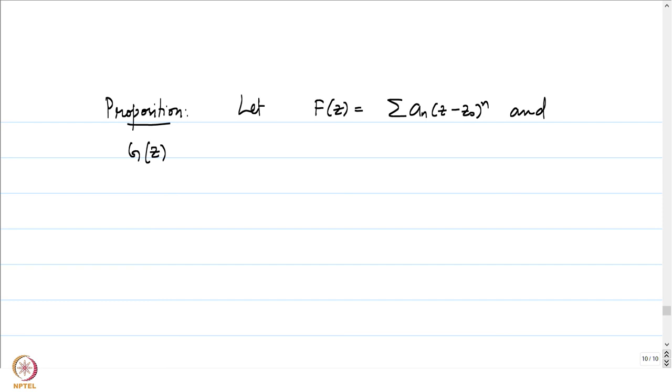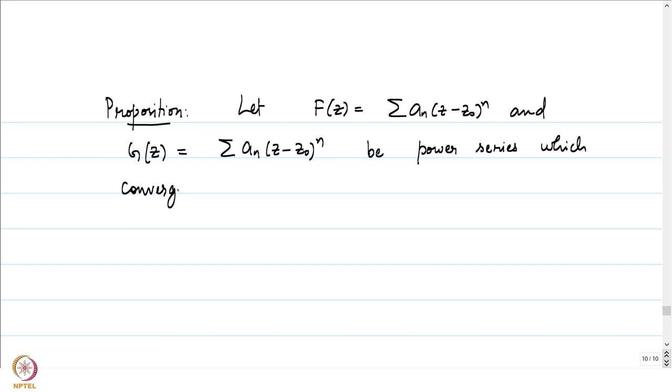So let me write it down as a proposition. Let f of z be equal to summation a_n (z minus z_0) to the power n. The limits are from 0 to infinity. If I am not writing the limits, it means that it is from 0 to infinity. And g of z be equal to summation b_n (z minus z naught) to the power n, power series which converge in D(z_0, r). So that means the radius of convergence of both these power series is at least r.